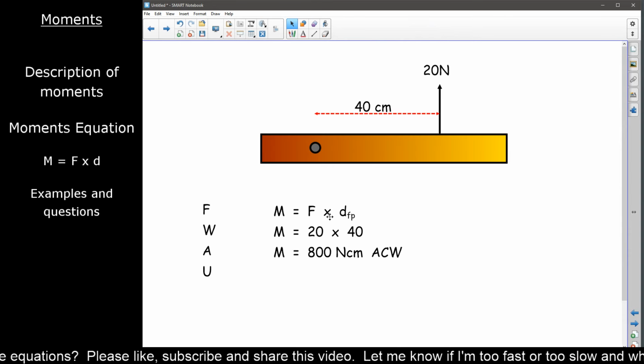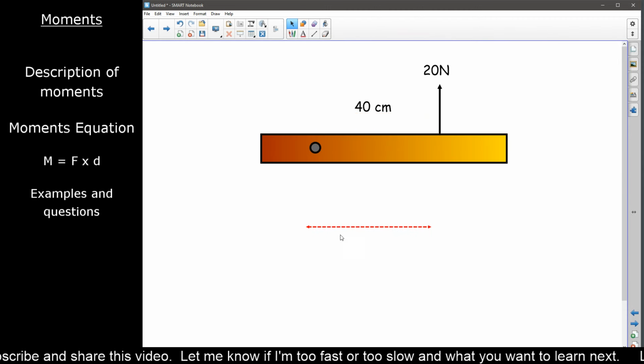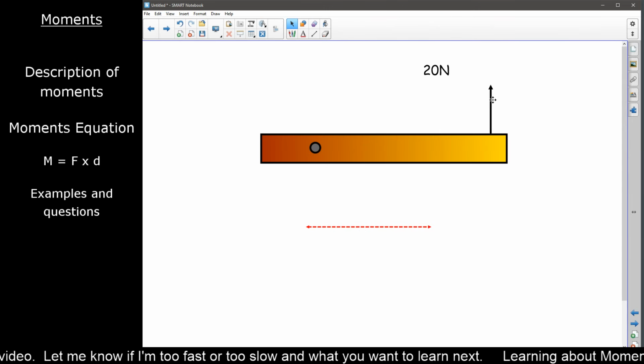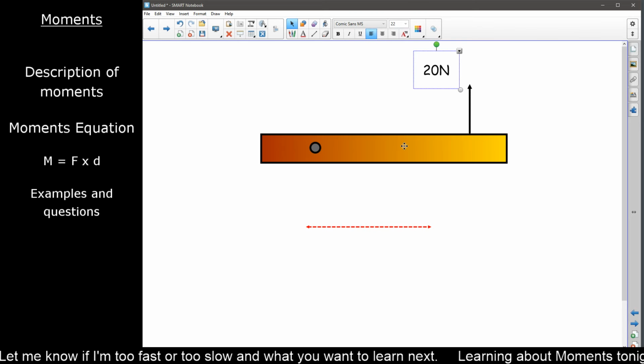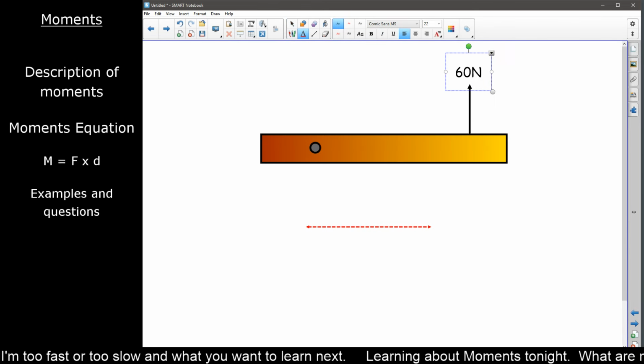Good. Now, moving on. So we've got that sorted out. Now what we want to do is make the situation a little bit more complicated. So let's ditch that for a moment, and let's go and get something a little bit more interesting. Okay, so let's get that out of there, and let's move our force out to here. Right. Change our force up a bit. Let's change it to 60 newtons.